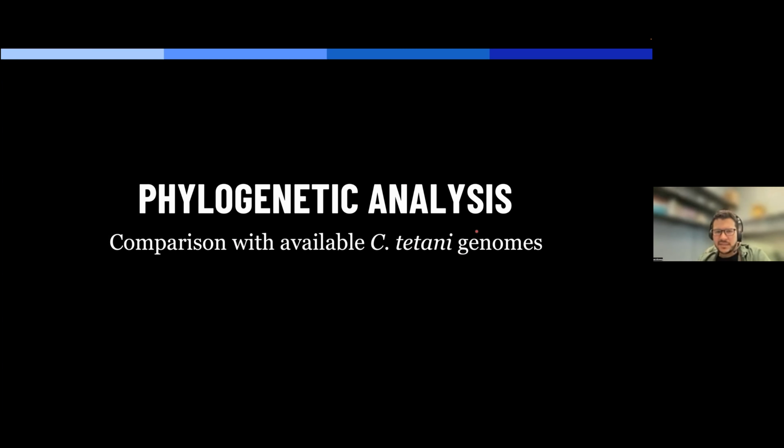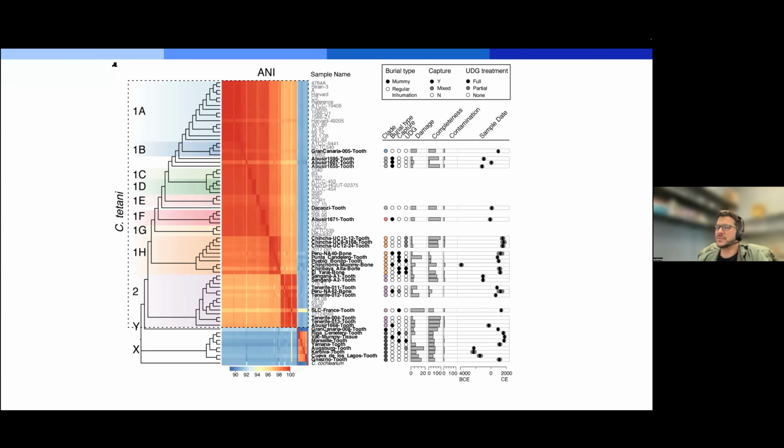Okay, so the next thing that we wanted to do is take all of these ancient draft genomes from C. tetani, and we wanted to build a phylogenetic tree, and we wanted to compare them with modern genomes. And this is really getting now more into looking at the evolutionary diversity and potentially the origin of some of these new genomes that we are identifying in ancient samples.